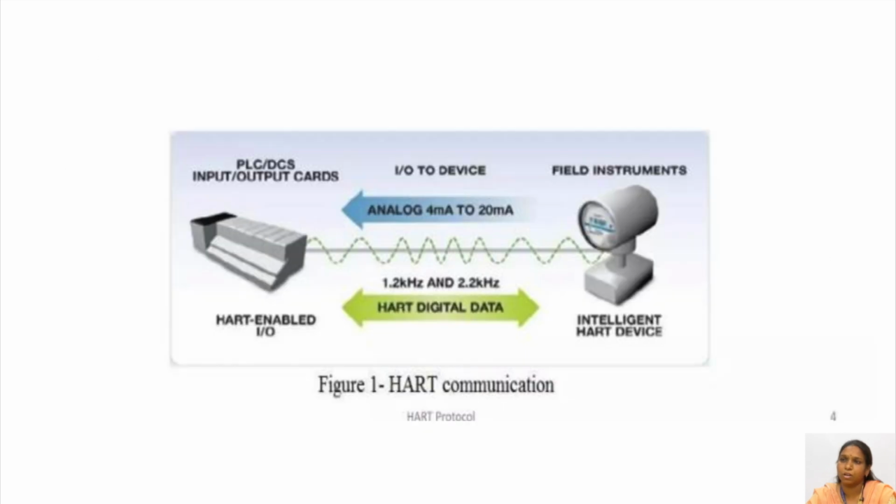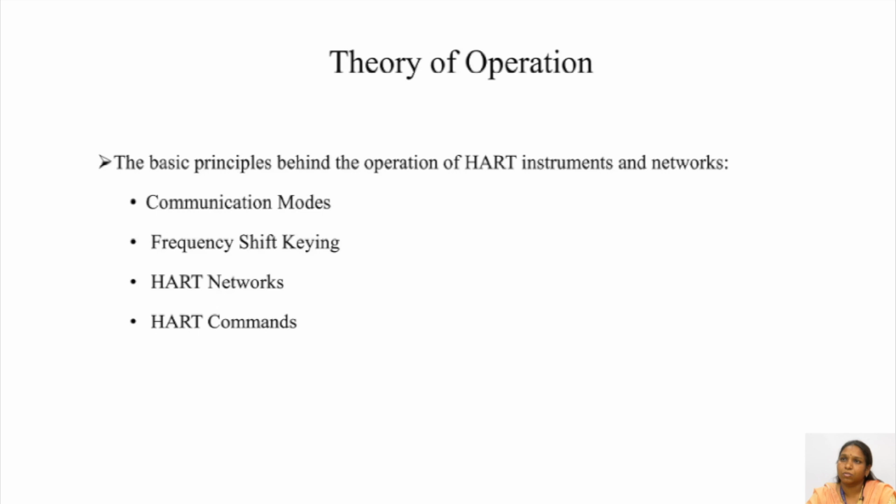So, this shows the HART communication, where from the field instrument the analog signal of 4 to 20 milliampere can be transmitted to PLC or DCS or input output device. At the same time, from the master instrument, it can also send HART digital data to field devices. So, the theory of operation has principles behind it, of four types. One is communication modes, frequency shift keying, HART networks and HART commands.